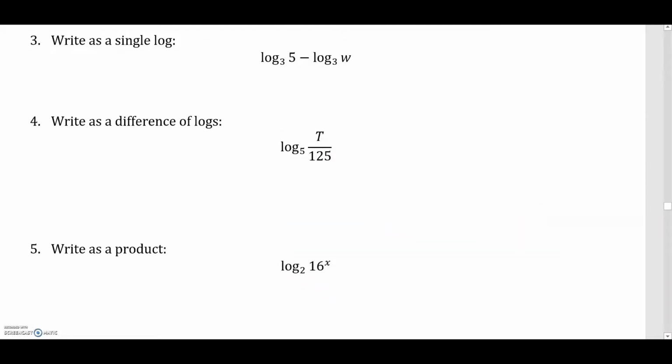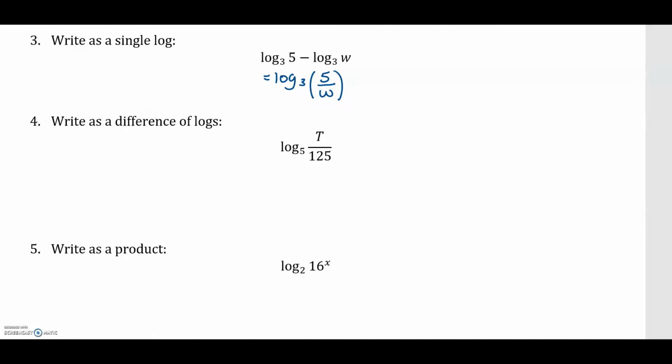Question 3 says write as a single log. Notice both of my logs have the same base of 3, and we combine these into the same logarithm, so we'll also have a logarithm of the same base by applying the quotient rule. Because we're subtracting two logs, we can rewrite them as a single log with division, so log of base 3 of 5 divided by w.